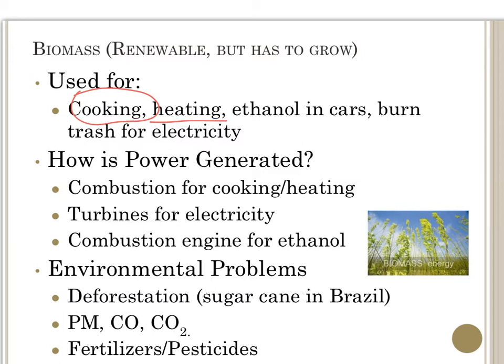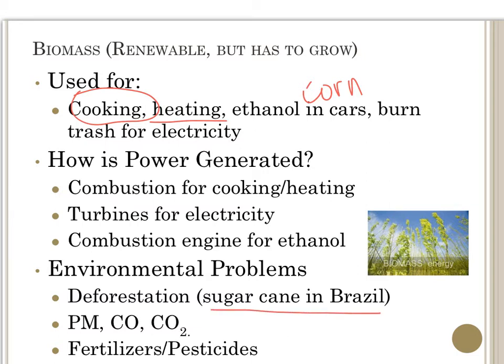My aunt and uncle use a wood-burning stove to heat their home in Idaho in the winter. In Alaska, their worst air pollution is during the winter because most people heat their homes using wood, and that creates a lot of particulate matter air pollution. Now, ethanol in cars comes from corn in the United States. In Brazil it is sugarcane, which it tells right here.